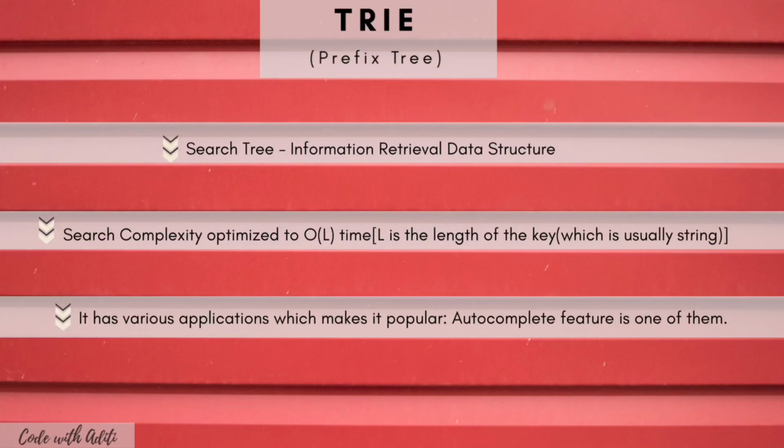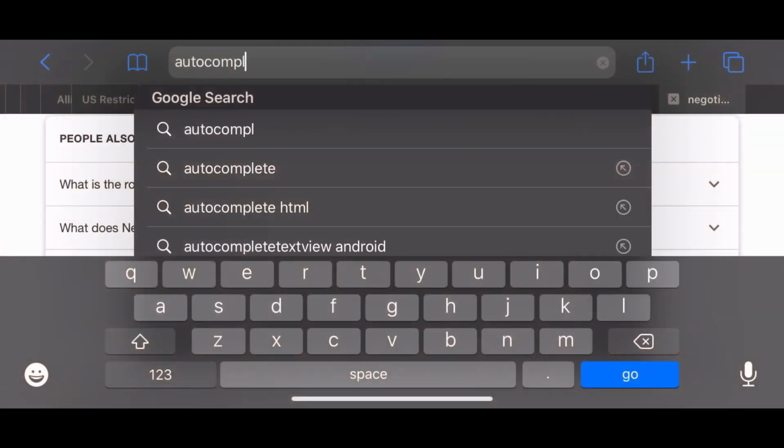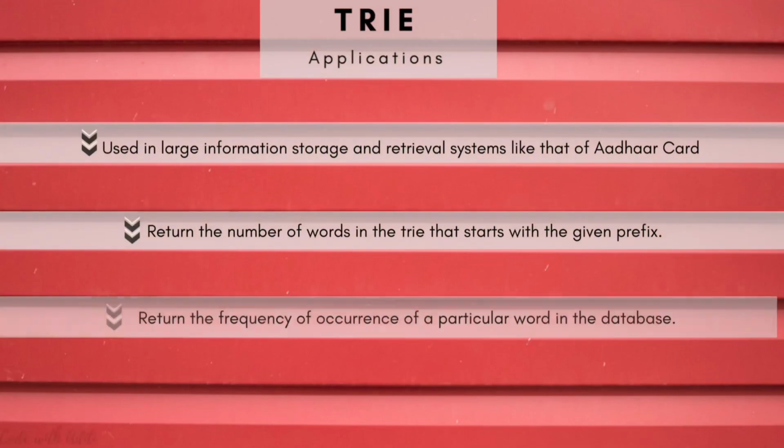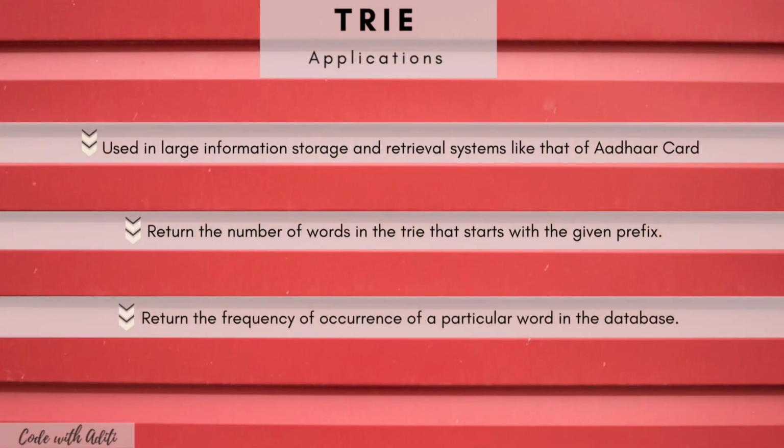Various operations such as insertion, deletion, and updation of a word in a large data set can be done in order of L time, where L is the length of the word that is queried. So it has various applications, in the form of which questions can be asked. For example, a trie may be used in day-to-day activities like the autocomplete feature that we see while texting or while querying something in Google. Tries can also be used in large information storage and retrieval systems like the Aadhaar card database so that we could do our search efficiently.